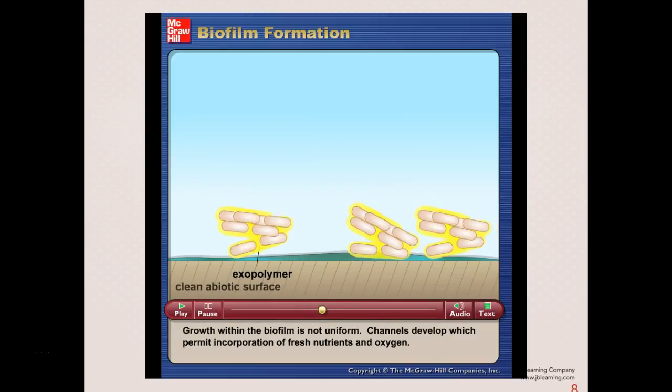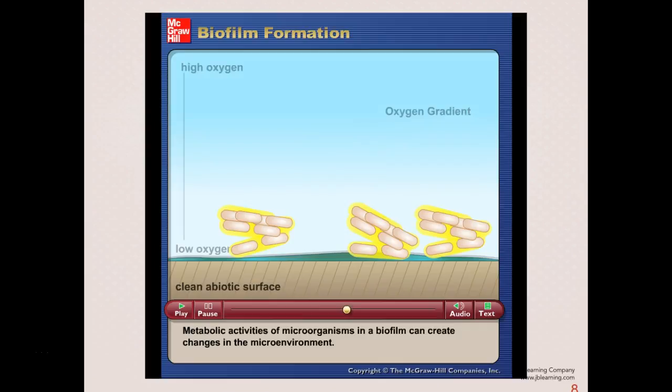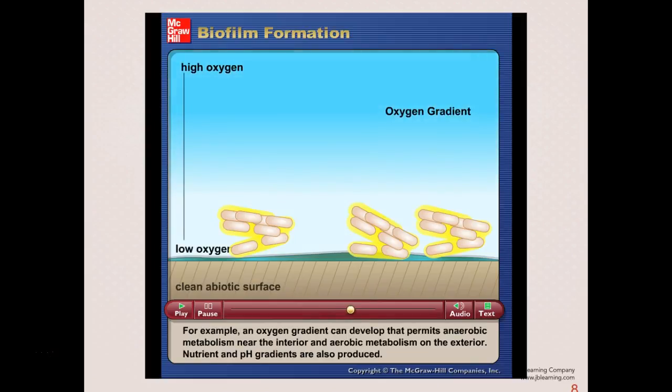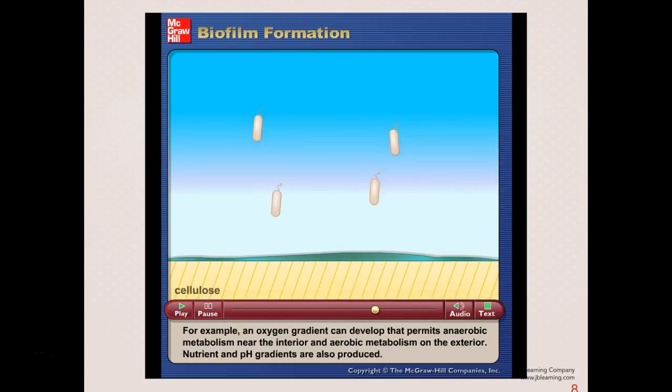Growth within the biofilm is not uniform. Channels develop which permit incorporation of fresh nutrients and oxygen. Metabolic activities of microorganisms in a biofilm can create changes in the microenvironment. For example, an oxygen gradient can develop that permits anaerobic metabolism near the interior and aerobic metabolism on the exterior. Nutrient and pH gradients are also produced.